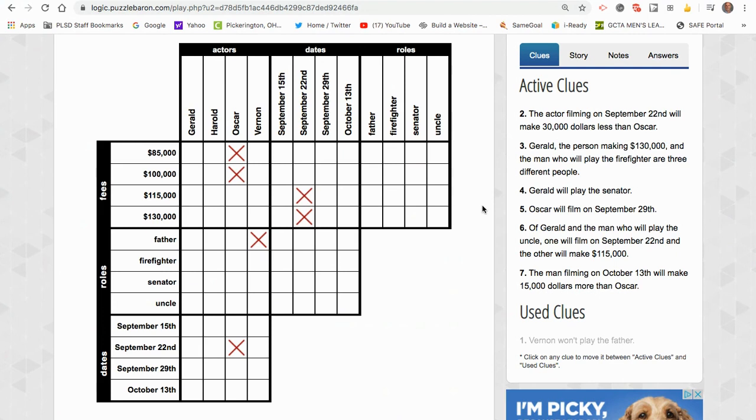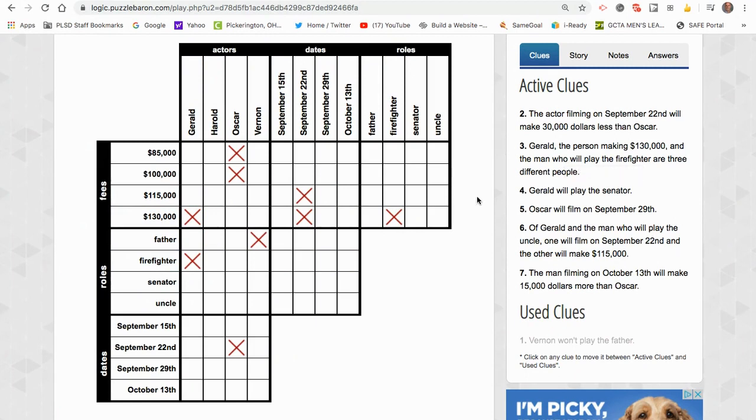Gerald, the person making $130,000, and the man who played the firefighter are 3 different people. So this helps us to eliminate. So Gerald is not $130,000. Gerald is not the firefighter. That means that the firefighter is not $130,000. And that should clear everything that we needed to clear there. That might give us more information. It may not. I'll leave it there for right now.